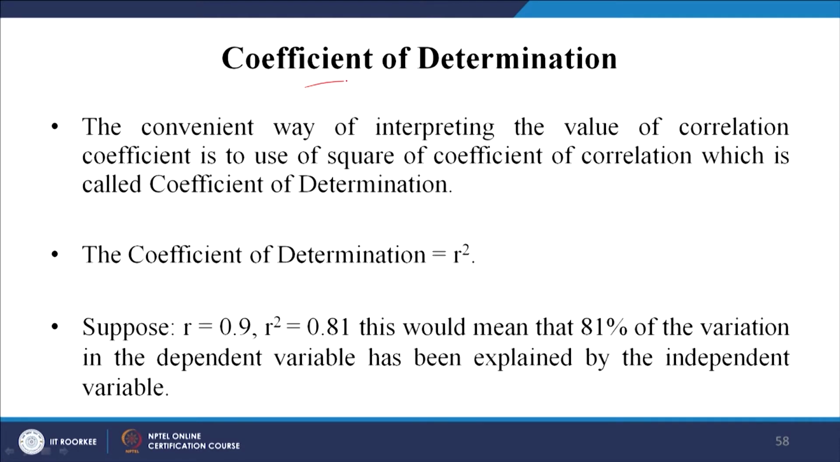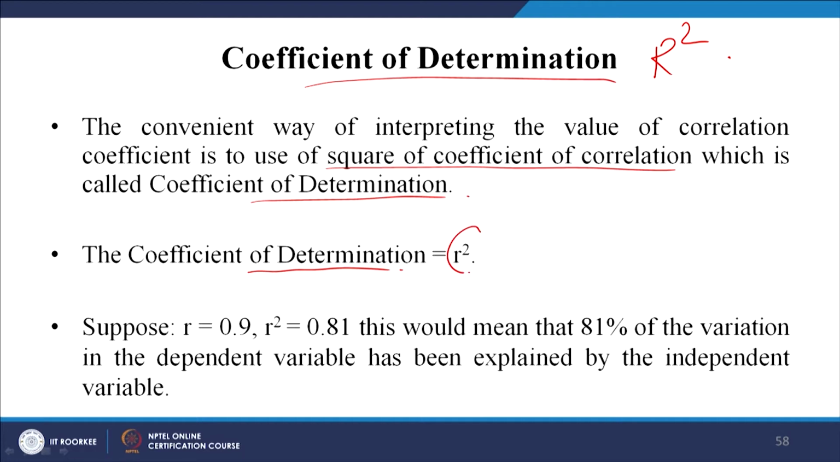In our example, what is this coefficient of determination? That is what I just said, R square, right. The convenient way of interpreting the value of the correlation coefficient is to use the square of the coefficient of correlation, which is called the coefficient of determination. So, the coefficient of determination is nothing but this R square. So, if R is 0.9, R square is 0.81, right. Similarly, if I had an R square of, let us say, 0.064 in my case.